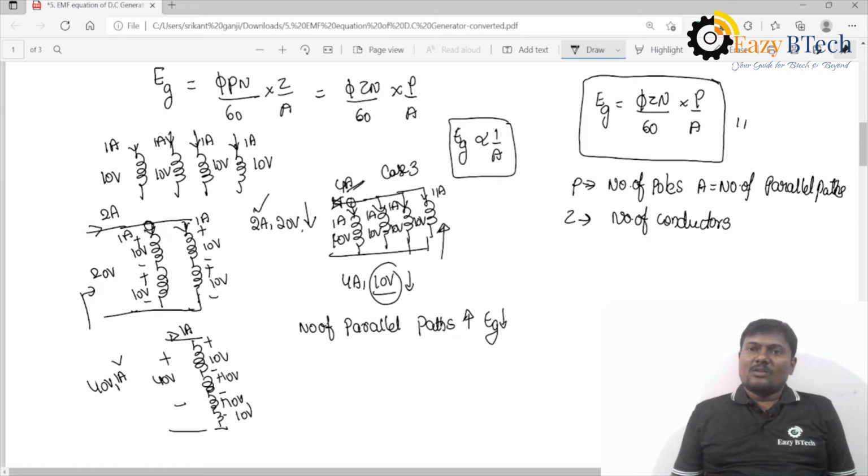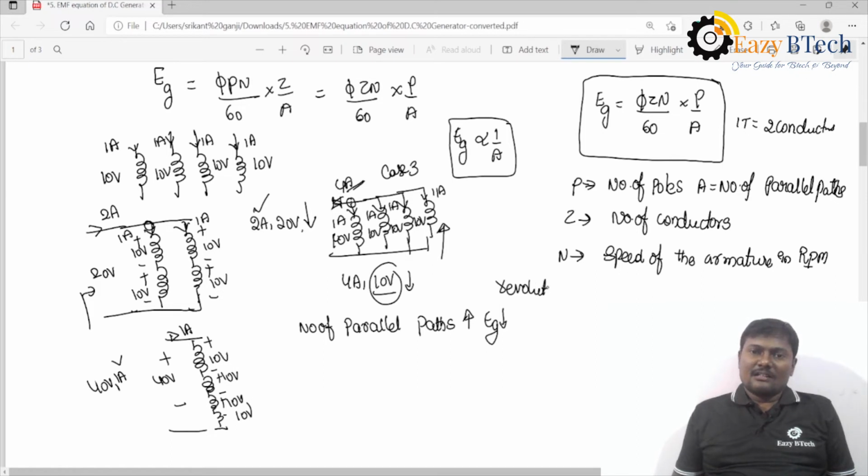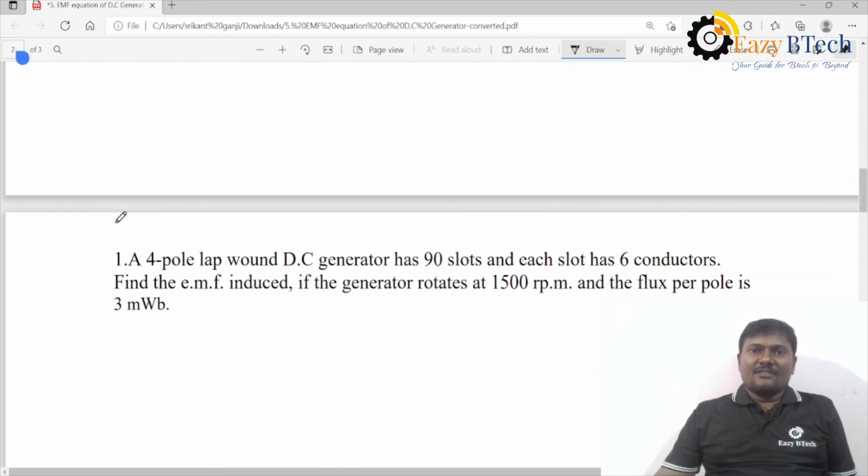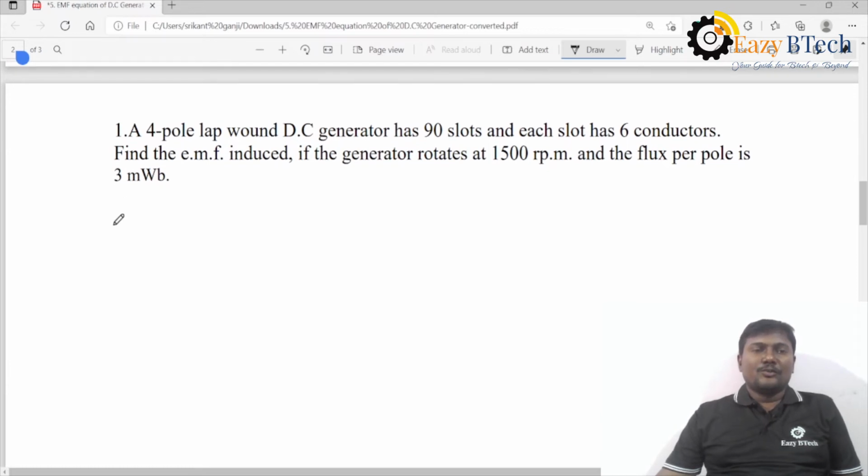One turn is equal to two conductors. And N is the speed of the armature in RPM, that means revolutions per minute. So your overall generated EMF equation is equal to phi Z N by 60 into P by A.